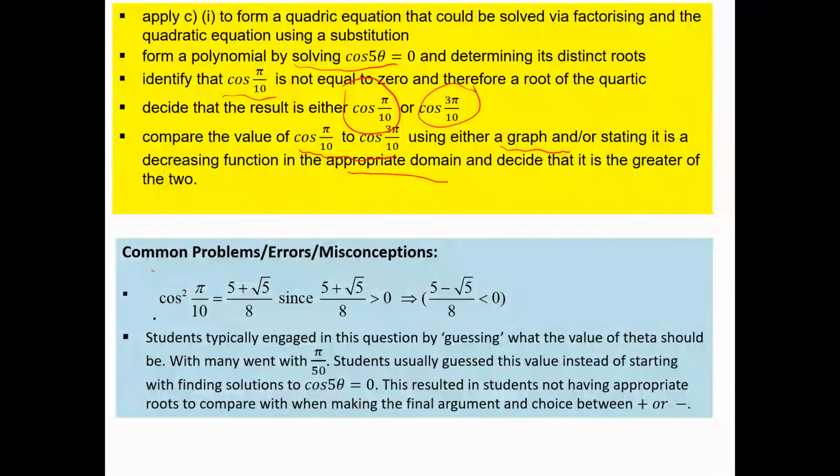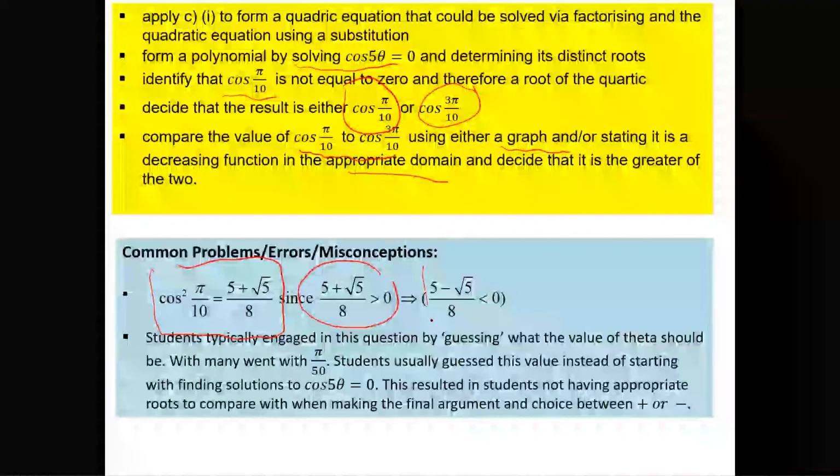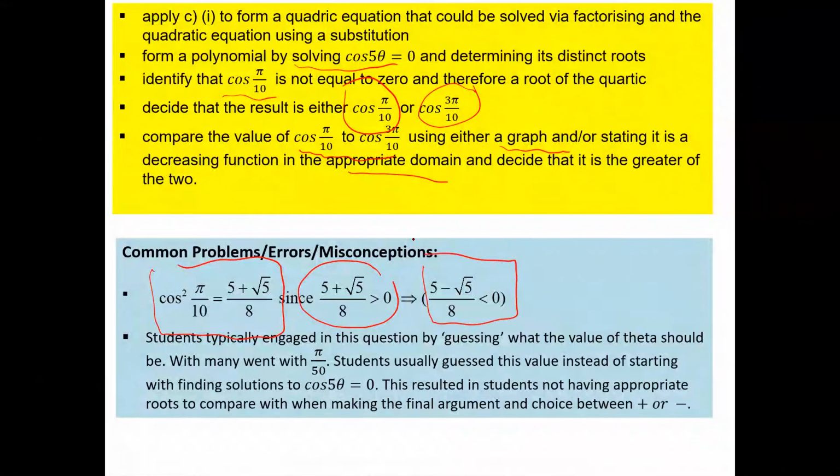A common problem is students taking cos squared pi on 10 equals (5 plus root 5) on 8 because they believe that (5 plus root 5) on 8 is positive, whereas (5 minus root 5) on 8 is negative.